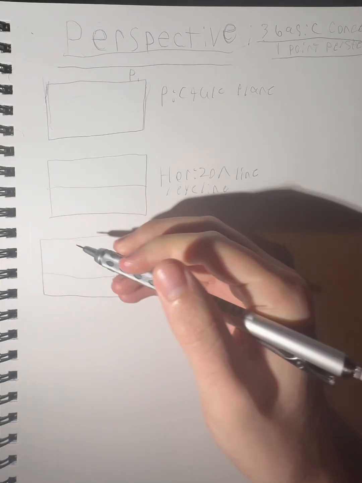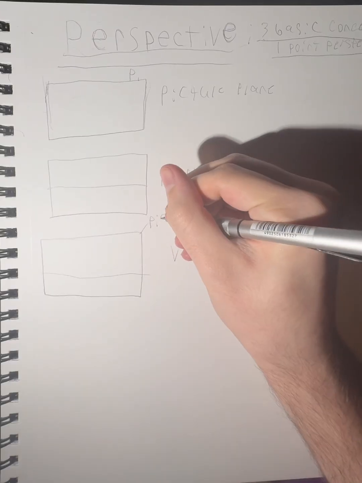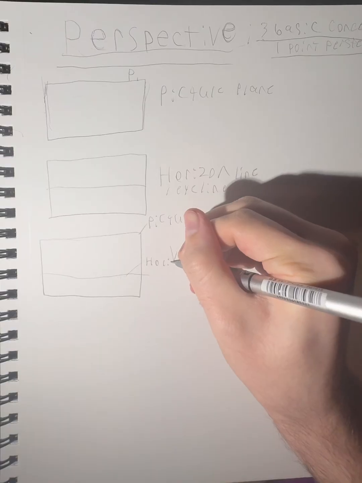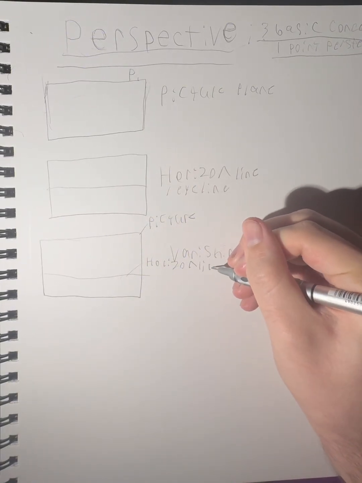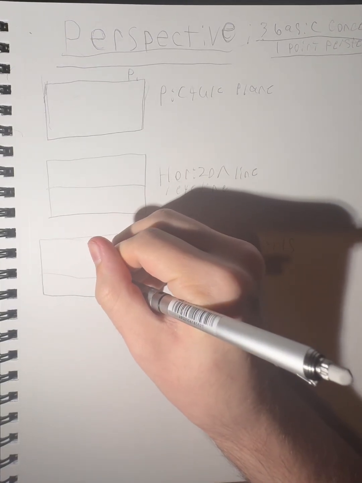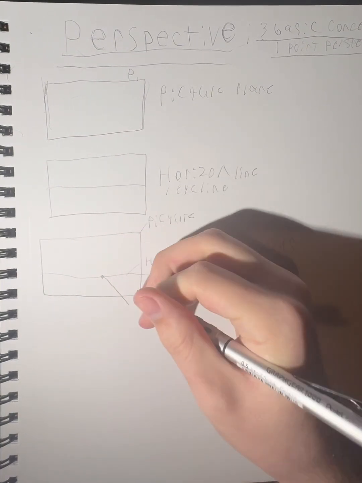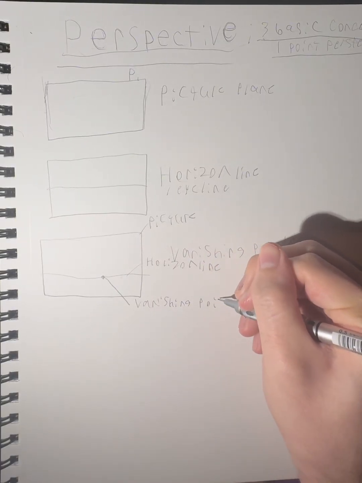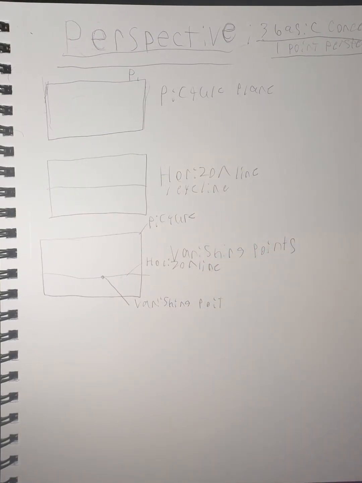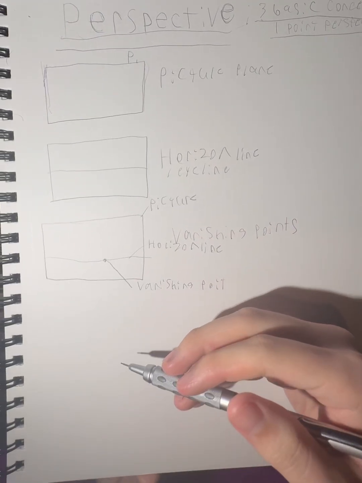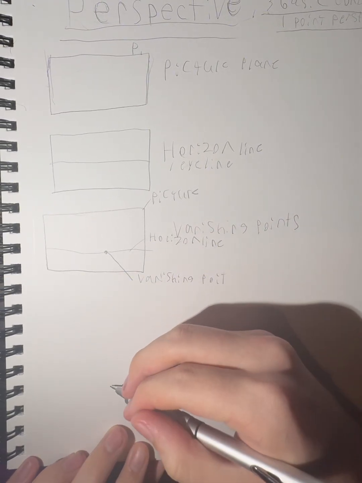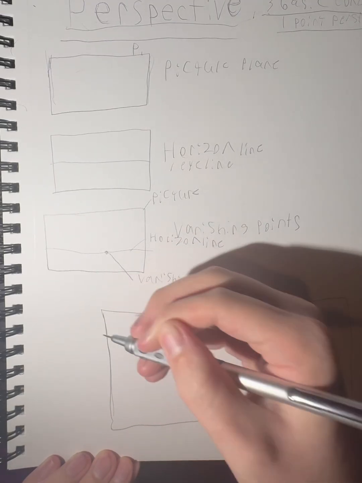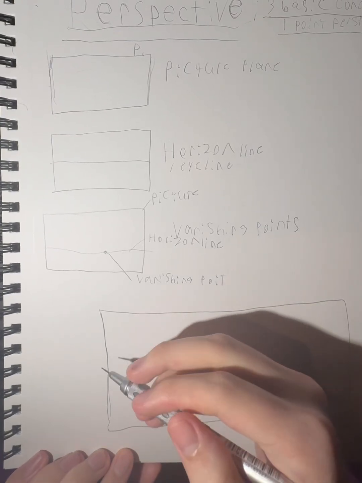So you draw that. So you have your picture plane, you have your horizon line, and then you add a vanishing point. It's just a dot. And then now we'll go on to 1-point perspective, which is putting it all together to actually make a 1-point perspective.